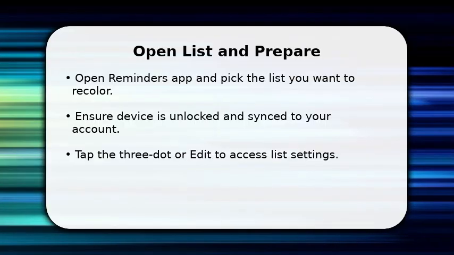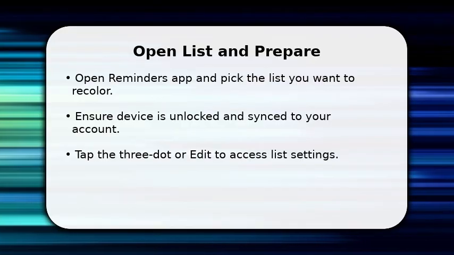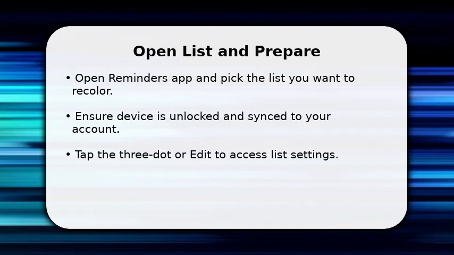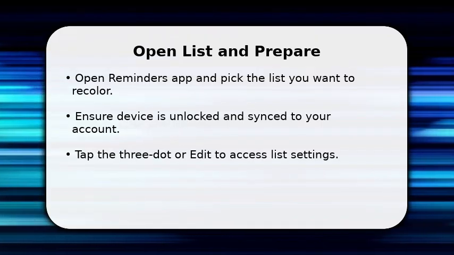You start by opening the Reminders app and selecting the specific list you want colored. This focuses changes only where you need them. Make sure your device is unlocked and synced so changes propagate across devices. Once the list is visible, tap the three-dot menu or Edit button to reveal list settings. You're doing this because list-level color keeps related reminders visually grouped, making scanning and prioritizing faster.